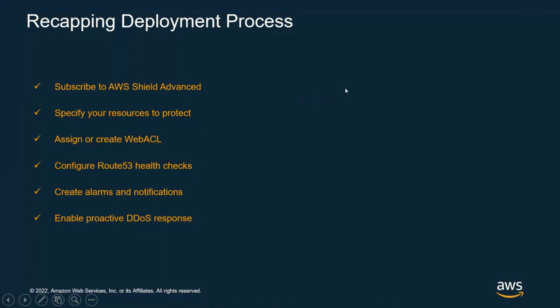So what I'd like to do is just take a step back and recap everything we just went over, which is the deployment process. We subscribed to Shield Advanced. We specified the resource that you will protect. And by the way, when you specify that resource, as you saw in our example, we just had the one CloudFront distribution. If you have multiple resources, it'll automatically populate all your other resources, and you can protect all those resources by checking all and do that at scale.